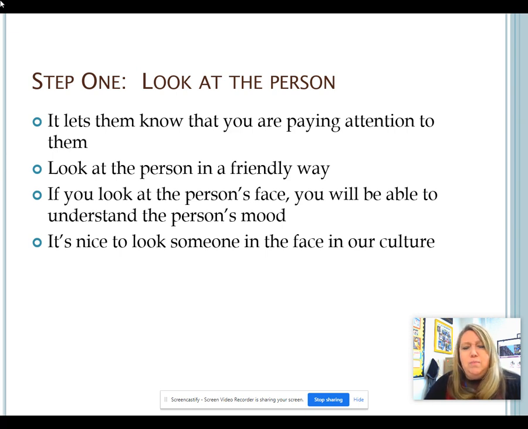If you look at the person's face, you're going to be able to tell what their mood is as well. So we want to look at their face so that we can identify what their emotion is at the time. It's also very nice in our culture to look someone in the face. It's known to be a sign of respect in our culture. So we want to make sure that we're looking people in the face.